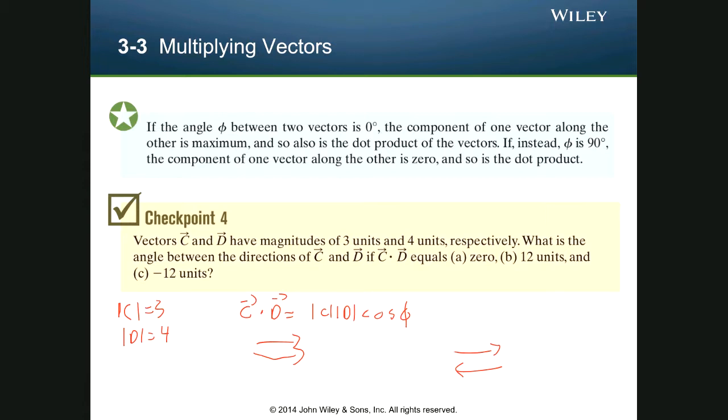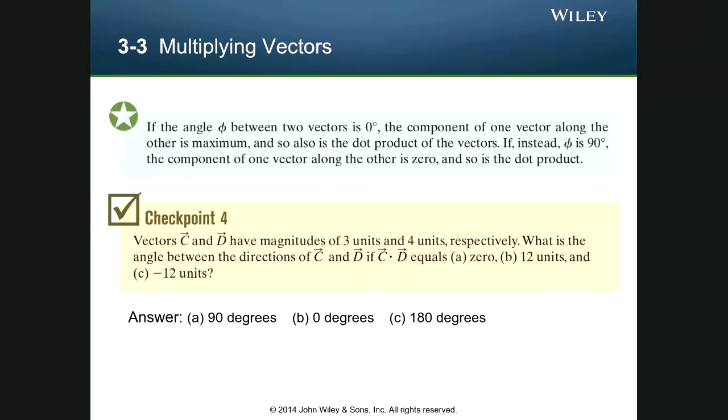Oh, good. All right. No problem. So this checkpoint makes sense. And if we go, we'll see the answers. They will, I'm sure, agree with us, right? 90, 0, and 100. So we understand where these come from, just what we looked at. Good. Okay.